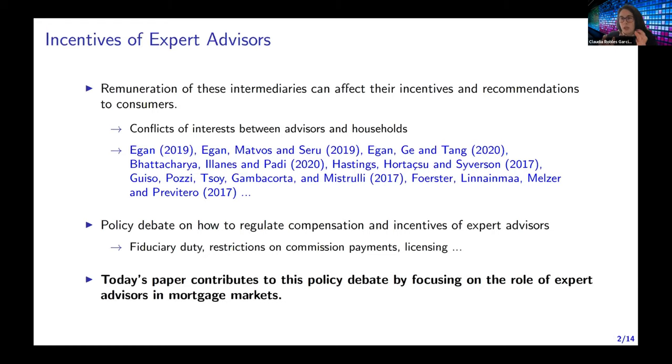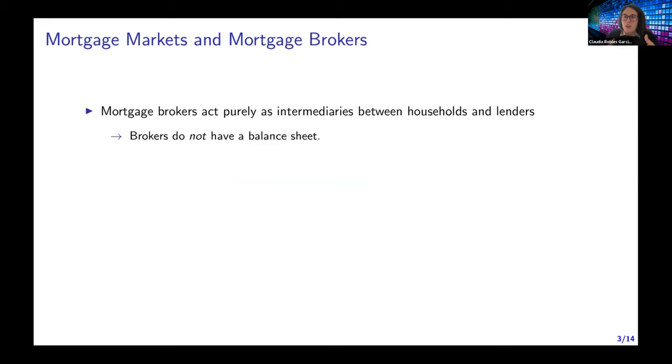So in mortgage markets, these expert advisors take the form of mortgage brokers. Essentially, mortgage brokers act as an intermediary between households and banks. It's very important that you understand that these intermediaries do not hold a balance sheet. In a way, you could think of them as a market maker or a matchmaker between the banks and the consumer.